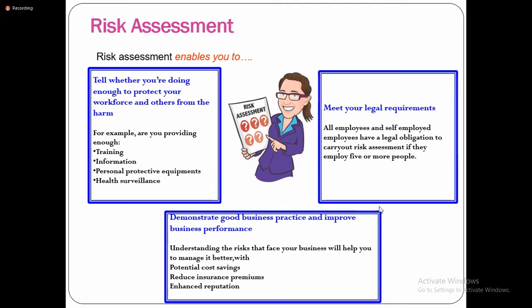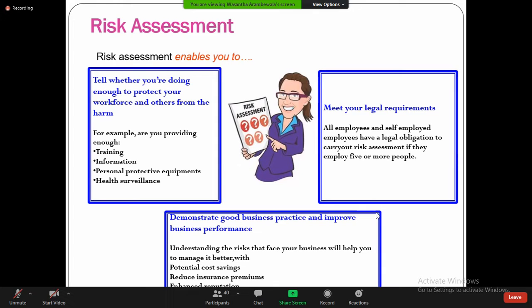Actually, when we carry out the risk assessments, it will tell you whether you are doing enough to protect your workforce from harm, right? When you carry out the assessment, it highlights the risk level. What are the existing training or information, personal protective equipment, health surveillance, those requirements, it will highlight them. If you don't have those things, then you know exactly what actions you have to put in place. It will tell you whether you are doing enough to protect your workforce from harm. All right, that's one area.